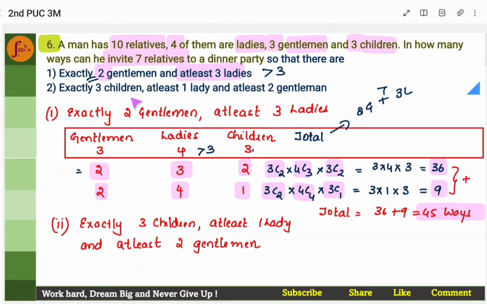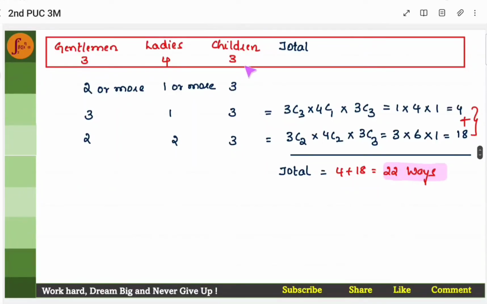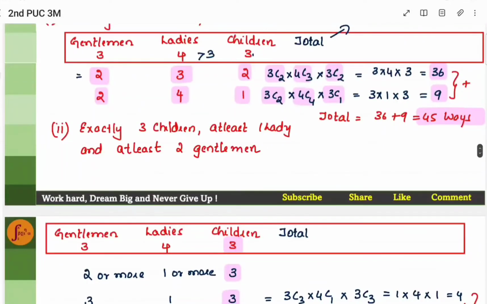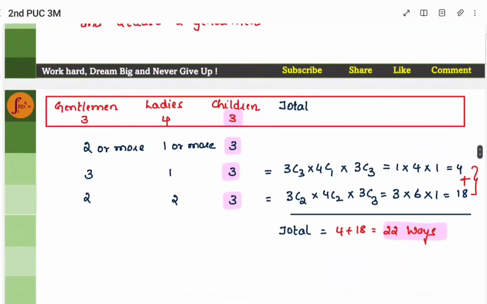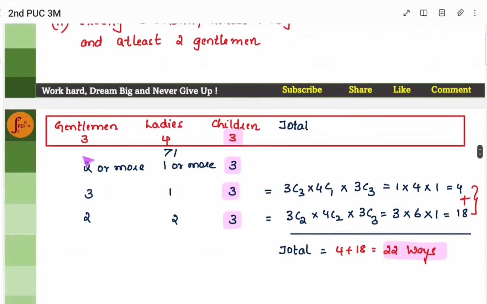Now the second one is exactly 3 children. Exactly 3 children, at least 1 lady, at least 2 gentlemen. So now this becomes a constraint. Exactly 3 children means all the combinations should have 3 children. And at least 1 lady, at least 2 gentlemen. At least 1 lady means greater than or equal to 1. At least 2 gentlemen means greater than or equal to 2.